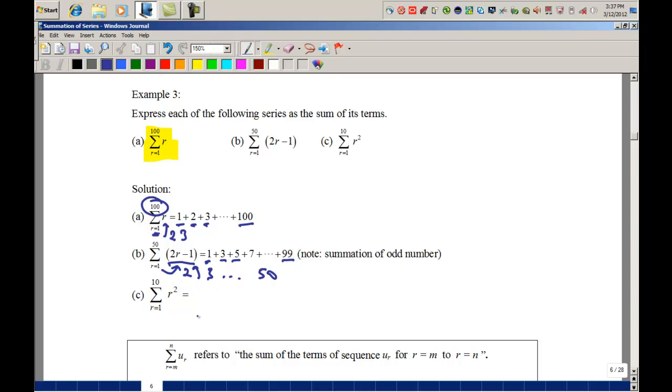C is just, you take 1, you sub in, you get 1 squared, followed by you take 2, you sub in, get 2 squared, then 3 squared, until the last term, 10 squared. And if you want, you can simplify this. This is 1 plus 4 plus 9 plus ... until 100. Alright?